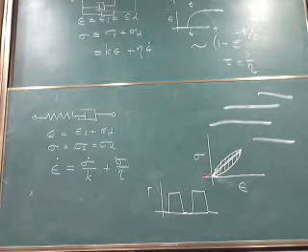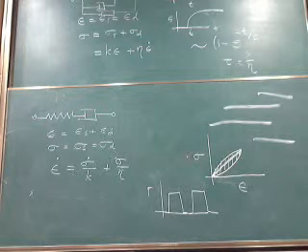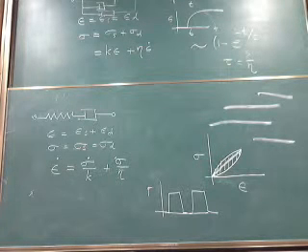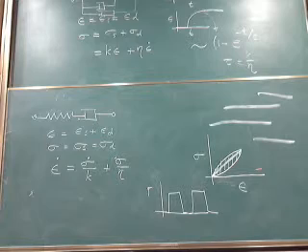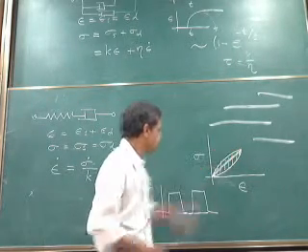If you do strain oscillations, if you keep moving it back and forth without giving it time to relax, then you get loops like this. If you plot stress and strain, you get loops like this, because you are not given enough time for the stresses to relax. Even before the stresses are relaxed, you are moving in the opposite direction. That is the reason why this curve goes up like that and comes down.